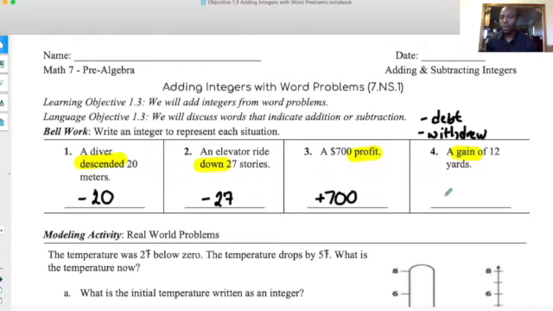A gain of 12 yards, and as you guys should be aware, gain, even if you don't play football, indicates a positive. Okay, so now this is what the bell work is, and it's important that we identify keywords.